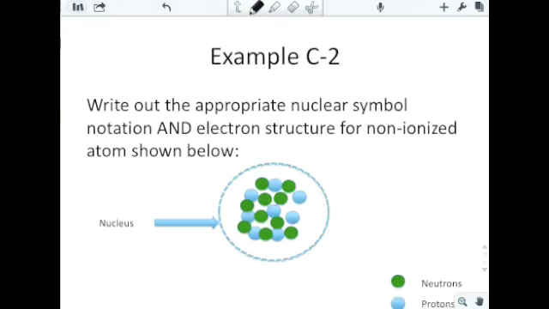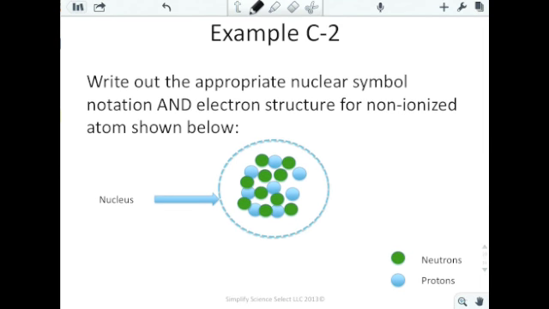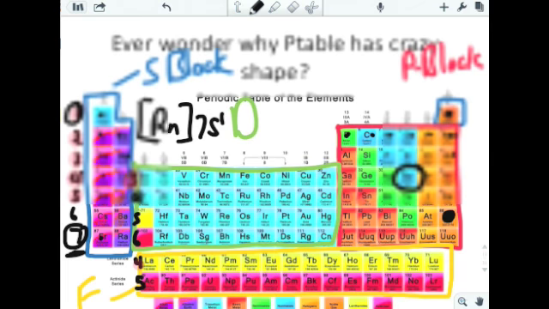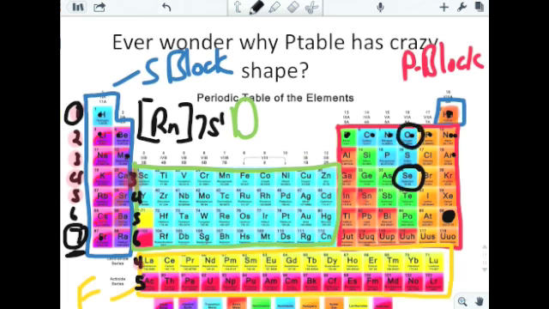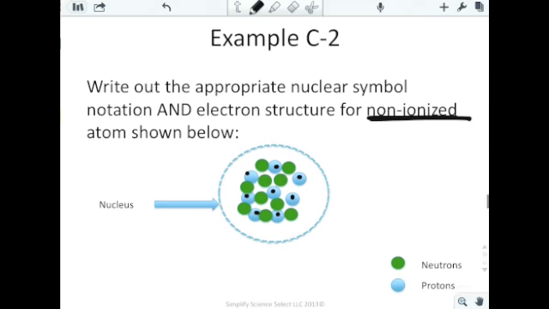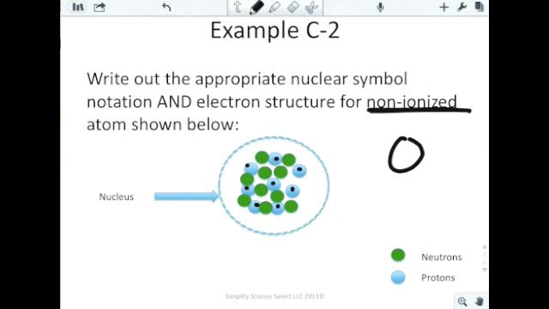Next example, it says write out the appropriate nuclear symbol notation and electron structure for the non-ionized atom shown below, so we don't have a positive or negative charge. Looking at this, the blue dots are protons, so we count those up: 1, 2, 3, 4, 5, 6, 7, 8. So we have 8 protons. On our periodic table, 8 protons gives us oxygen. So our symbol is O. Now, for oxygen, we have 8 protons, and then we have 1, 2, 3, 4, 5, 6, 7, 8, 9, 10.